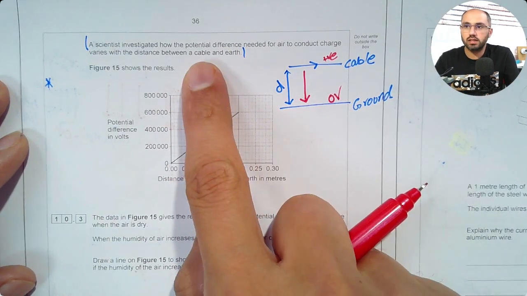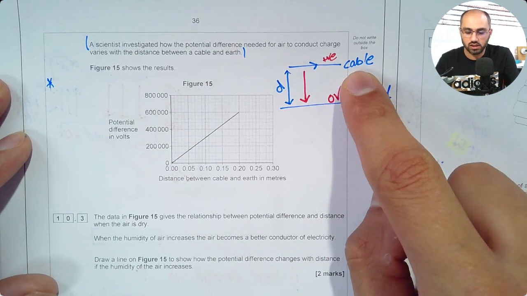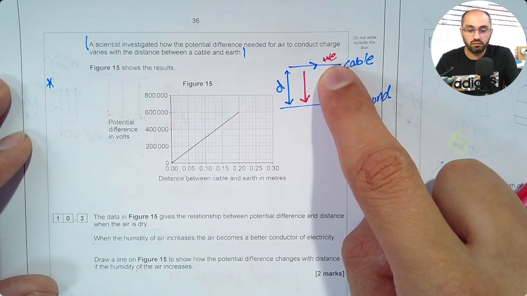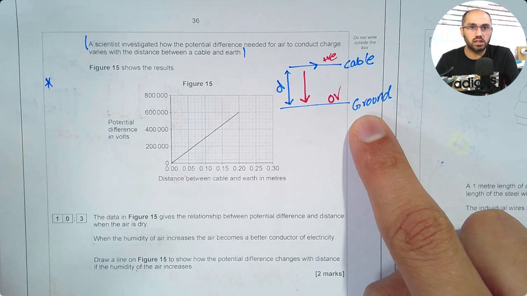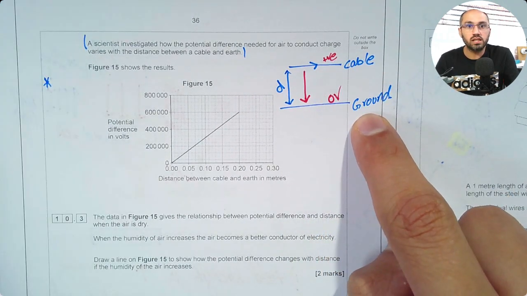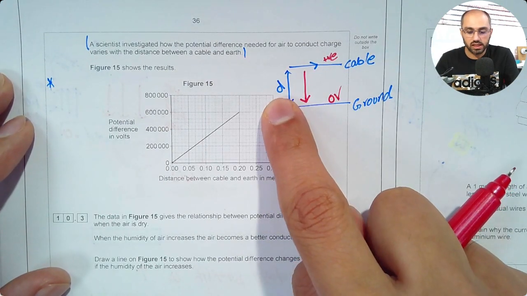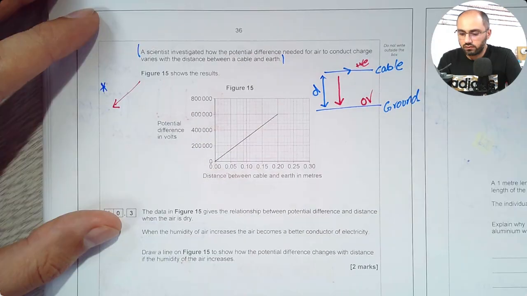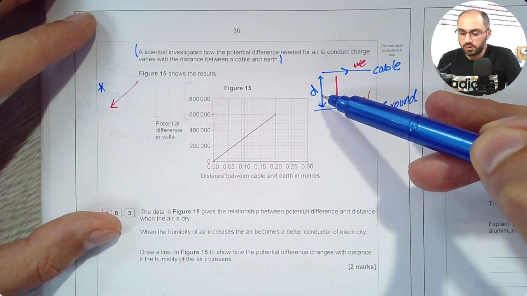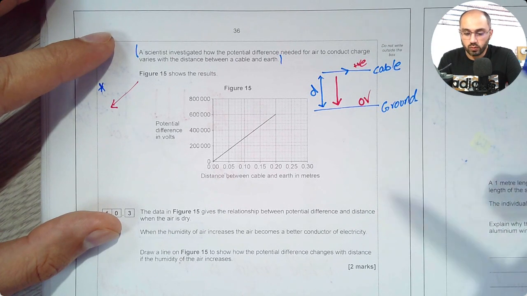I can change this statement into a useful diagram here. I can say I've got a cable. Let's assume that it has a positive voltage, whereas the ground is always at 0 voltage. So between cable and ground, there will be a potential difference. There's a distance between them, and that is called D. So they're trying to investigate, for a given distance, what is the potential difference between the cable and the ground at which the air becomes ionized.